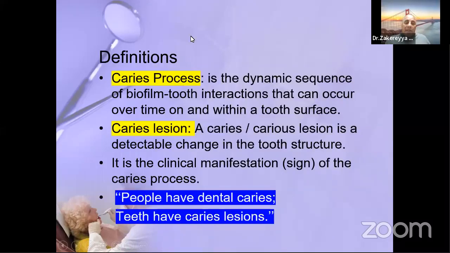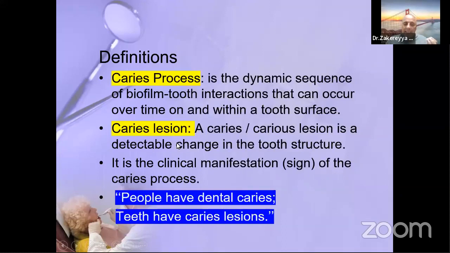Now, what other definitions can I give you today? We have to differentiate between the caries process and the caries lesion. So what is the caries process? It's the dynamic sequence of biofilm-tooth interaction. The biofilm will interact with the tooth. Then that can occur over time on and within a tooth surface. This interaction between the bacteria and the tooth we call the caries process.